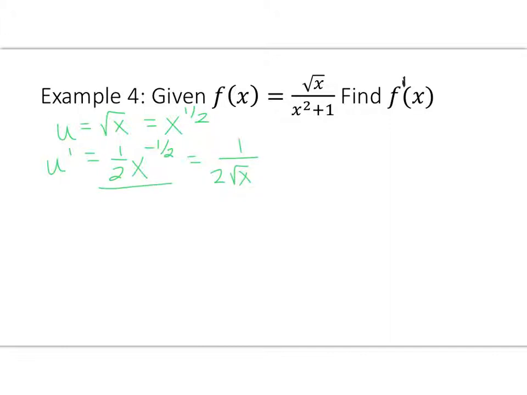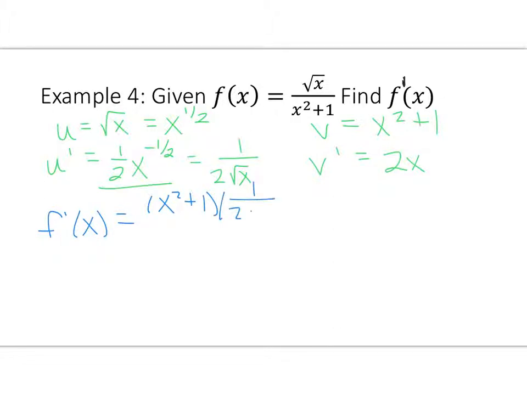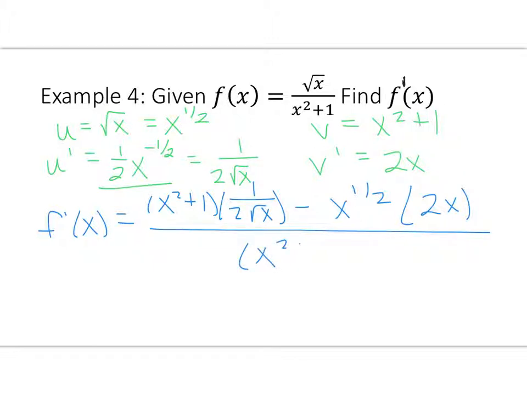I'm going to stick with the exponent method for now because I don't like to put fractions into fractions. The lower function is x squared plus 1. The derivative of that is equal to 2x. So now f prime of x equals low, x squared plus 1, d high, 1 over 2 square root of x, minus high, x to the 1/2, d low, which is 2x, all over low, x squared plus 1 squared. Okay, calculus part done. Now the algebra kicks in.